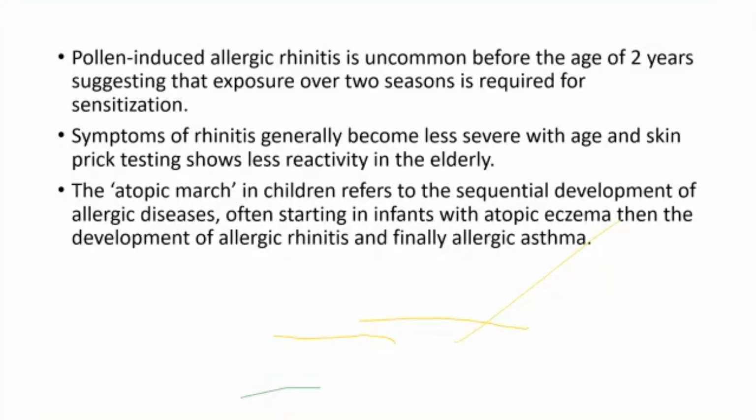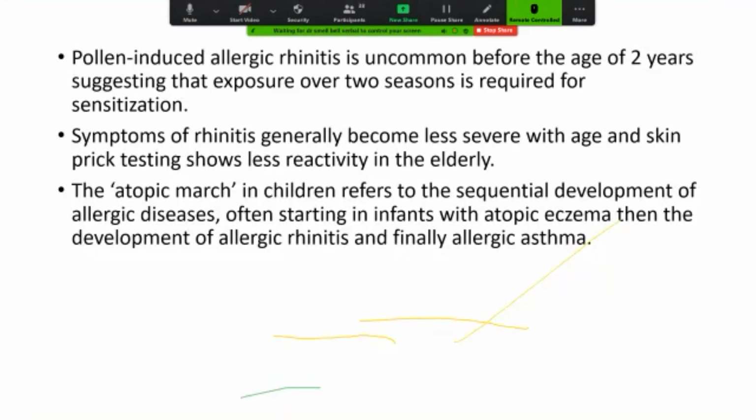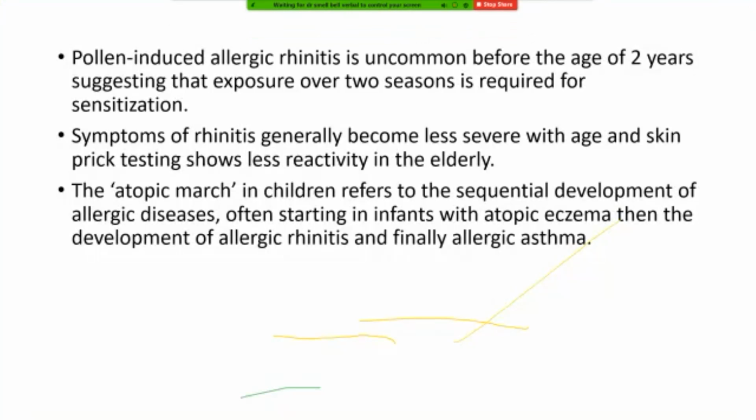And symptoms of rhinitis become less severe with age, and skin prick test shows less reactivity in the elderly. As the age goes on, the skin prick test reaction is lesser. And what is atopic march? It starts with the development of eczema. Number one is eczema. Number two is allergic rhinitis. Number three is allergic asthma. You have to understand this concept. It starts as an eczema, it progresses towards allergic rhinitis, and finally it goes towards the allergic asthma.